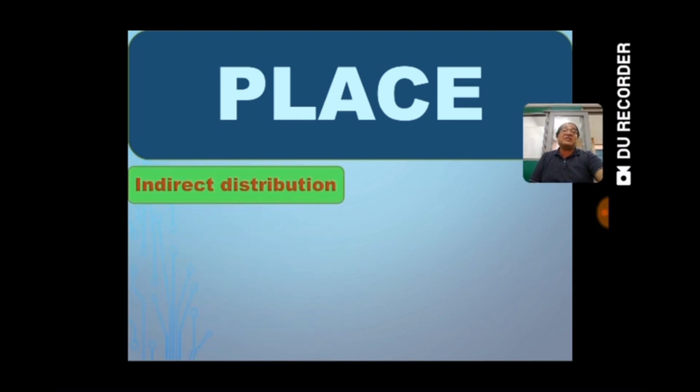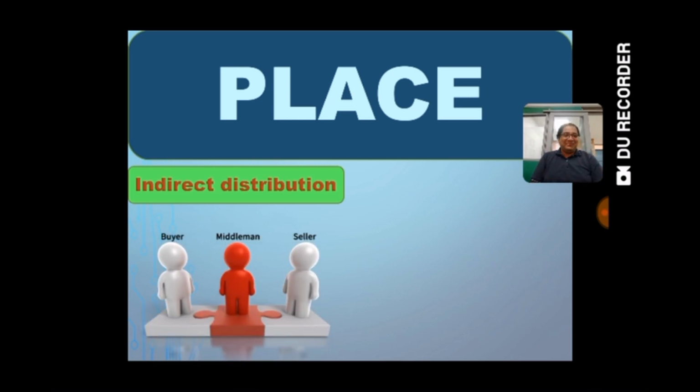The first channel is the indirect distribution. It involves distributing your product by the use of a middleman. For example, a manufacturer sells to a wholesaler, and then the wholesaler sells to a retailer. And finally, the retailer sells to the end user.